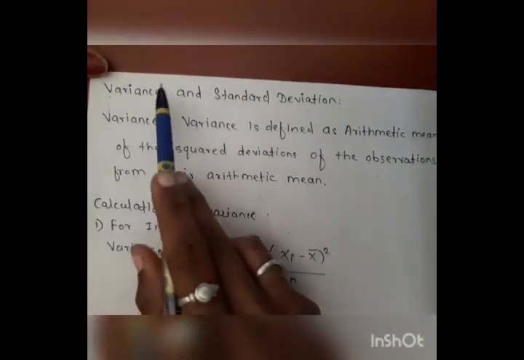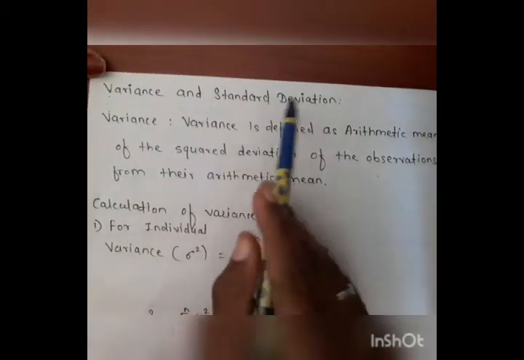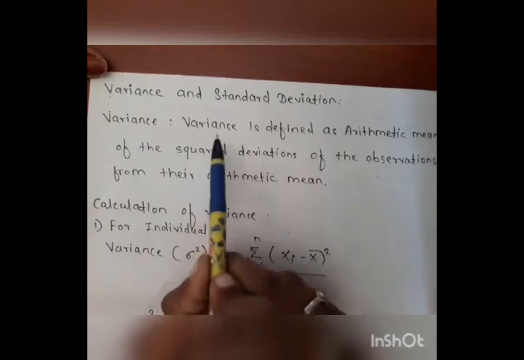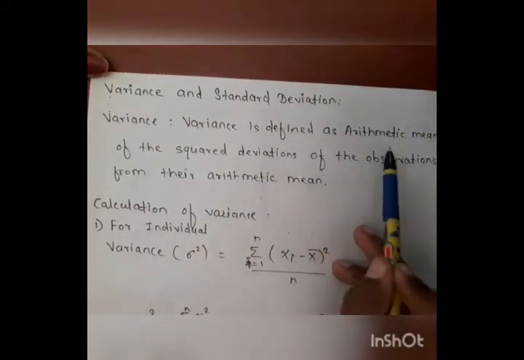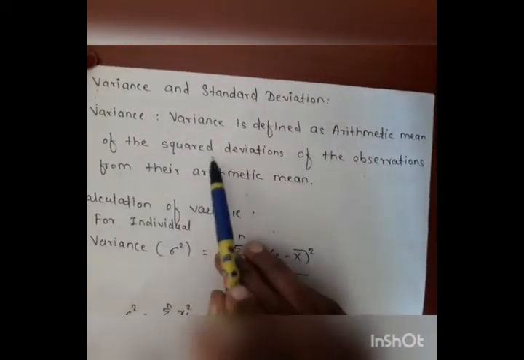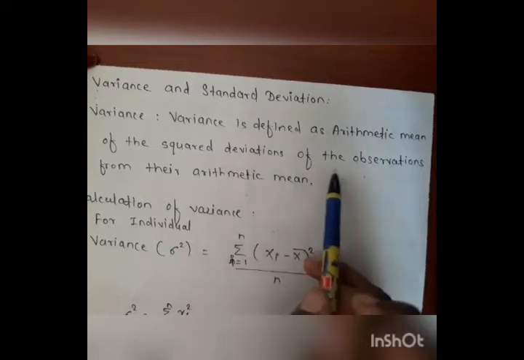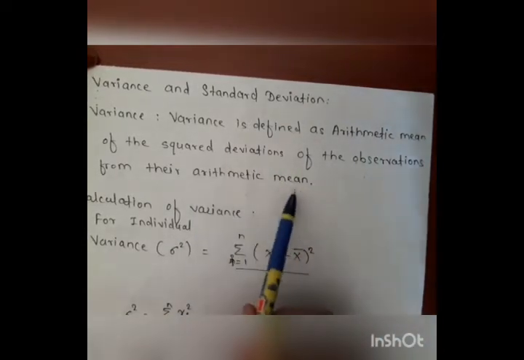Good morning, student. Today we discuss variance and standard deviation. Variance is defined as the arithmetic mean of the squared deviations of the observations from their arithmetic mean.